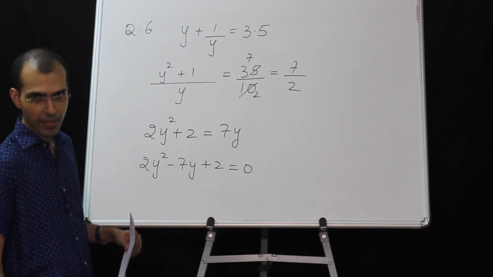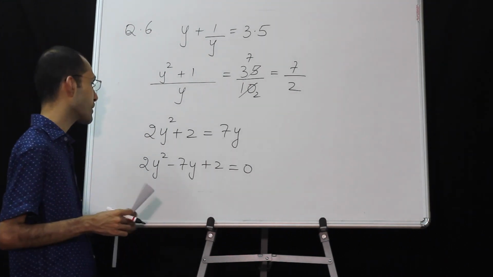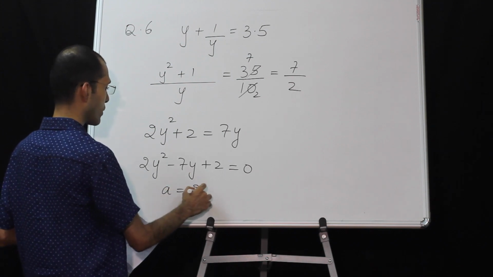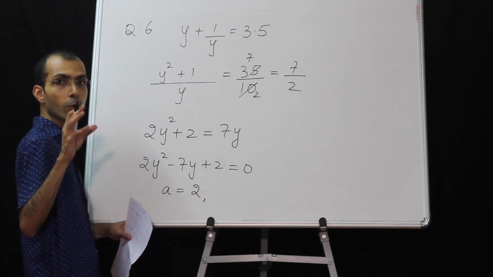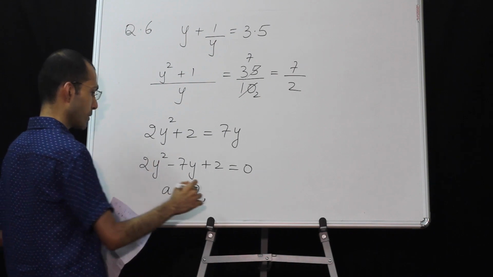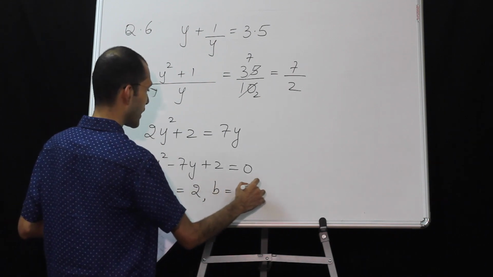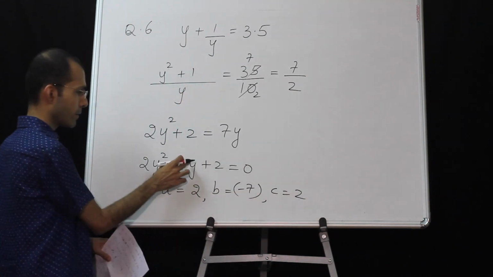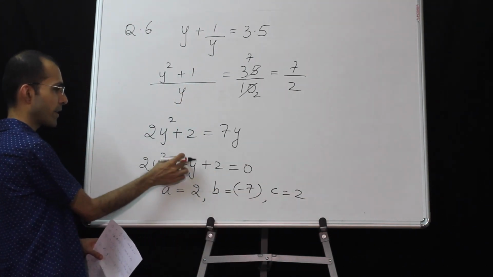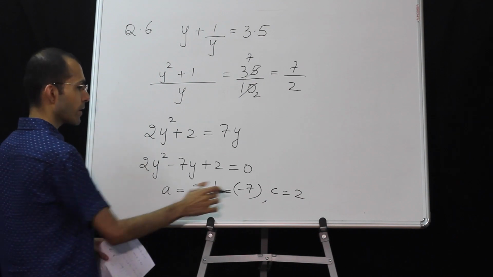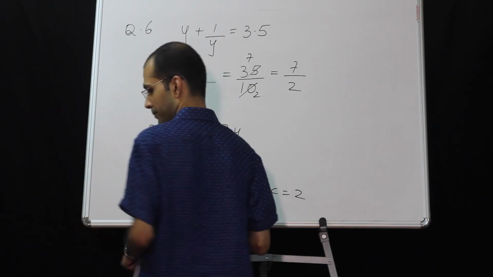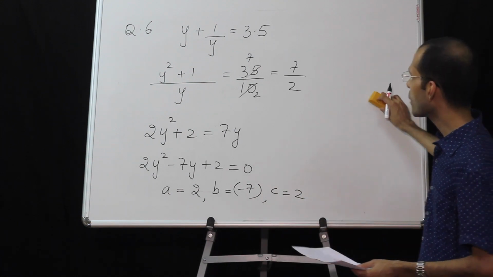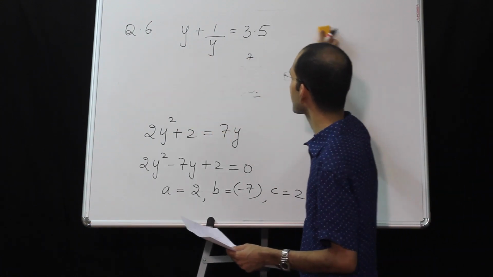Comparing the equation with ax square plus bx plus c equaling 0. No need to write that step in the exam. We can simply show a is 2. A is the coefficient of the square terms. B is minus 7 and C will be, B will be the coefficient of y, that is minus 7 and not 7, and C will be 2. Having sorted this out, now is the matter of simple substitution.